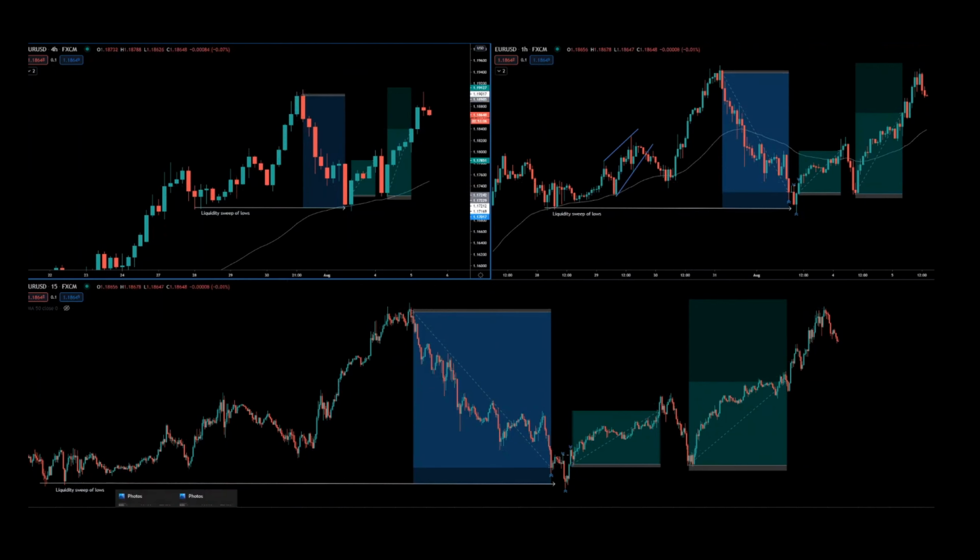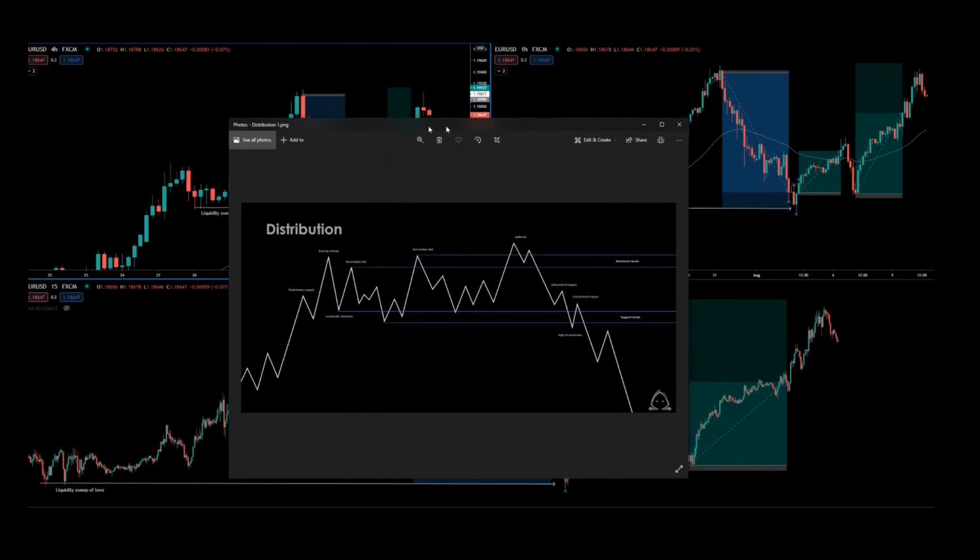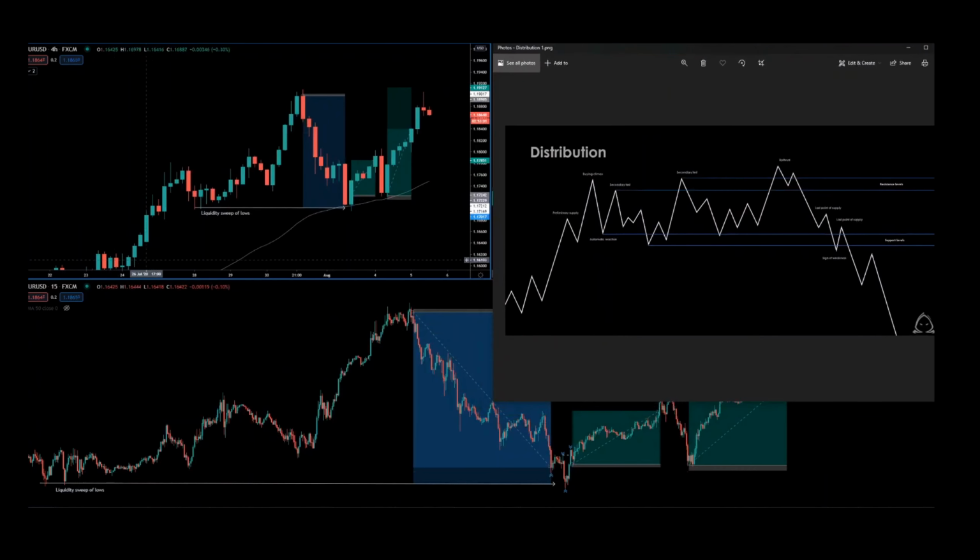So if I look at a distribution schematic, this was what I was following: again, preliminary supply, and then we had the buying climax here, automatic reaction, and then the upthrust, and then looking for basically the continuation, which would follow after breaking the lows of the automatic reaction and preliminary supply.